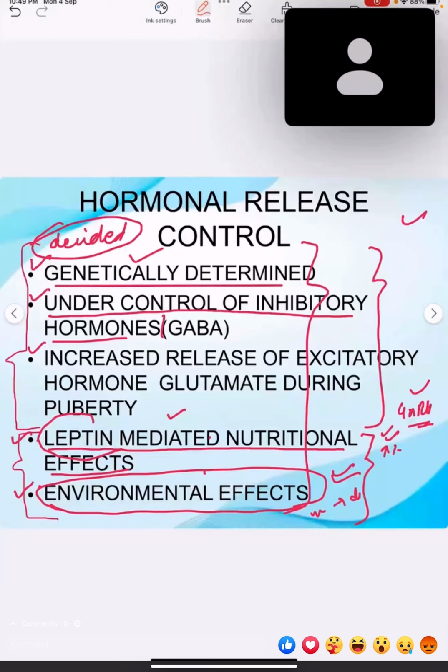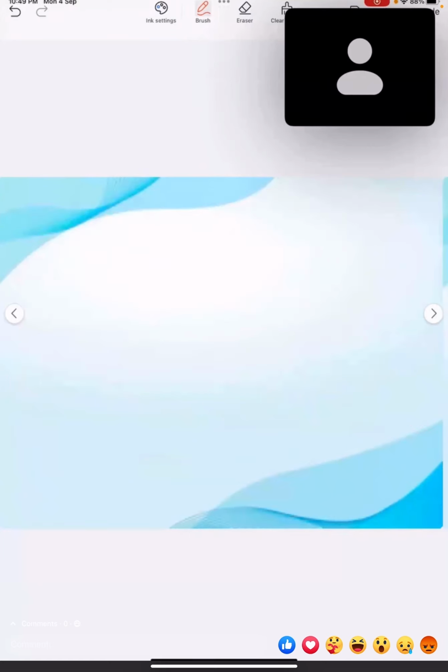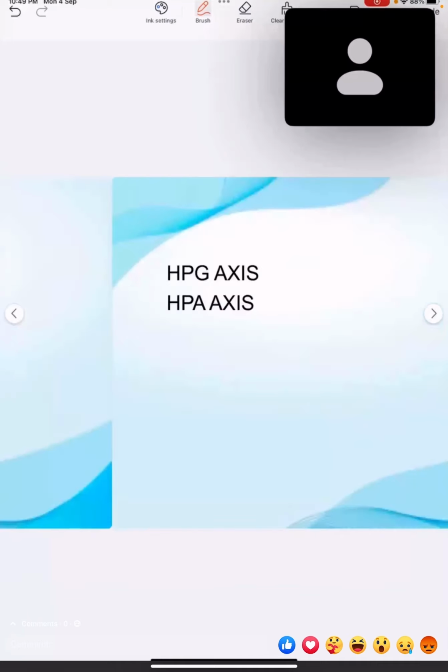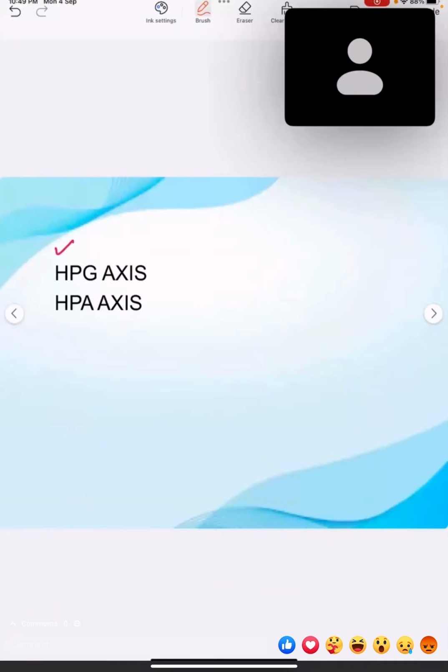Next, we all know what the hormones are. We have two axes: the hypothalamus pituitary gonadal axis and the hypothalamus pituitary adrenal axis.